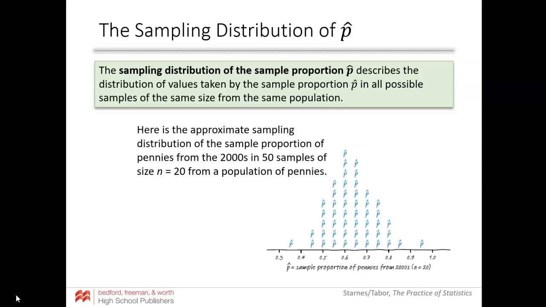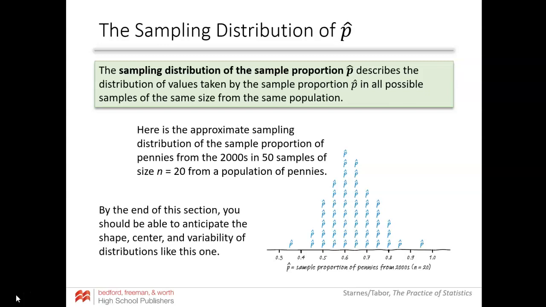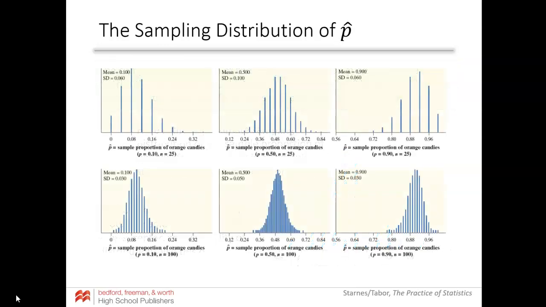Here is an example of a sampling distribution of sample proportions, referring to the example about the pennies. Hopefully in class we've had a chance to investigate this premise: pennies from the 2000s, taking samples of size 20. This particular distribution has 50 samples of size 20. By the end of this section, we should be able to anticipate the shape, center, and variability of distributions simply based on some information that we know.